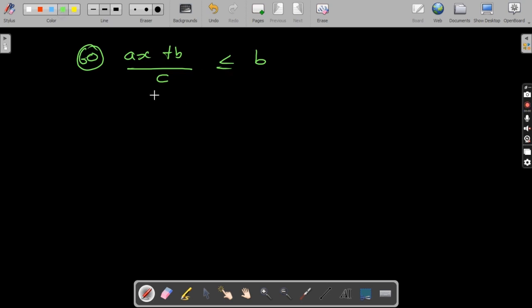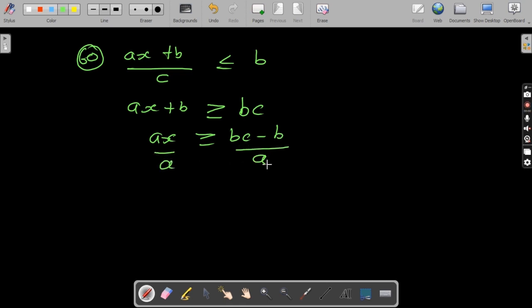Just by multiplying both sides by C, since C is a negative constant, this will now flip this sign to that, and on this side we're going to have BC. We're going to subtract B from each side so that we only have AX on this side. So AX plus B minus B is just AX, then BC minus B, and finally we're going to divide both sides by A. Remember, A, B, and C are negative constants, which means once again we're going to have a sign flip. And this is your answer.